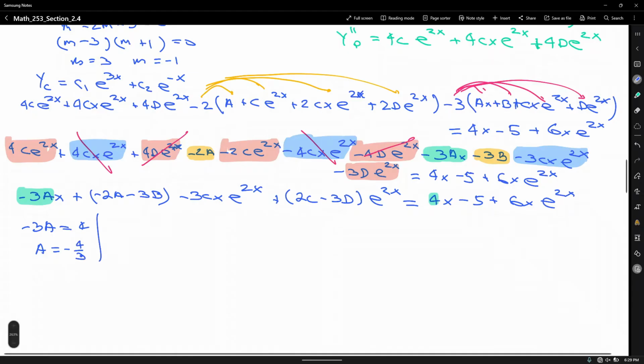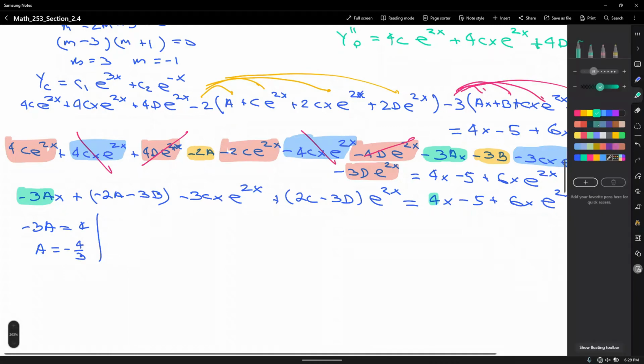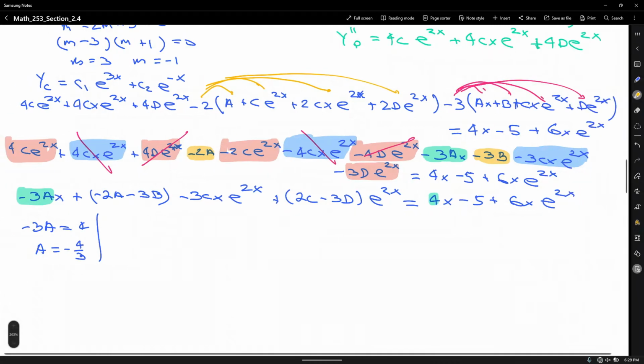Number 2. What do we have? Constant terms. Let me highlight with the same color. We highlighted the constants and set them equal to the other constant. That is negative 2a minus 3b equals negative 5. Well, that's one equation, two unknowns. And we already have the value of a.